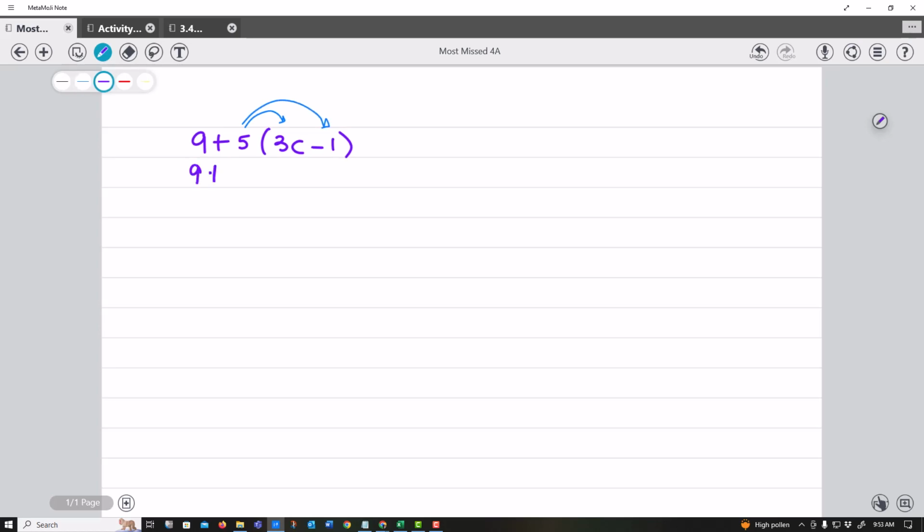So the 9 just comes down. 5 times 3c, well 5 times 3 is 15. And then the c just comes with it being multiplied. And then 5 times -1 would be -5.